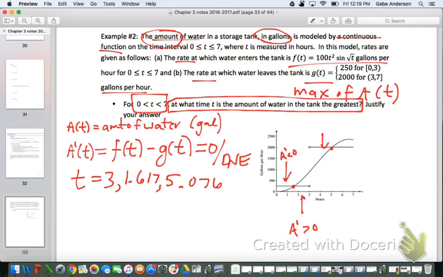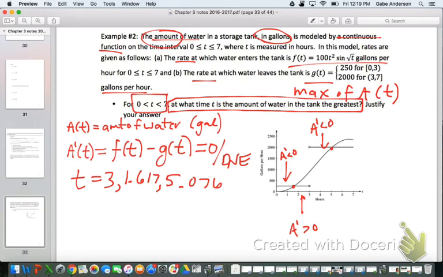Negative, because isn't g of t bigger than f of t there? G of t is literally above f of t. So I'd say right there, a prime is negative. So what does that mean about our critical number of 3? That's a relative max, right? Because a prime goes from positive to negative right there. So that very well could be our answer.